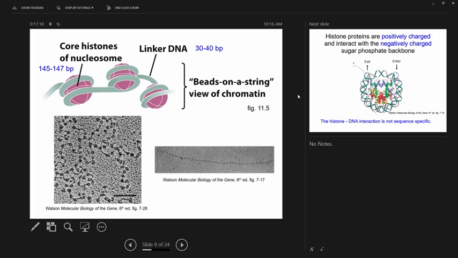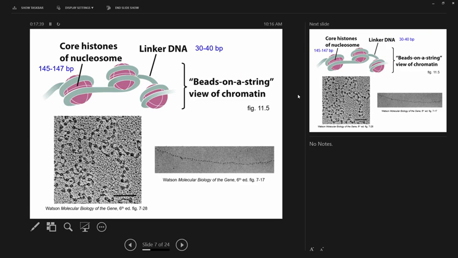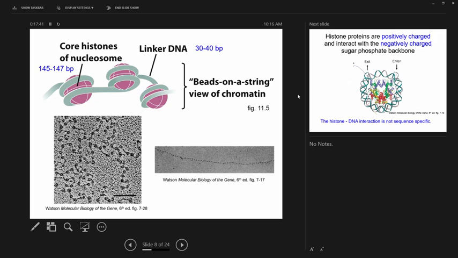150 bases of DNA wraps around each histone. It wraps around almost 2 times, but not quite. And then the DNA between each histone is called the linker DNA. This is longer at this point than it will be later because the histone H1 is going to shorten that, but it's not there yet.